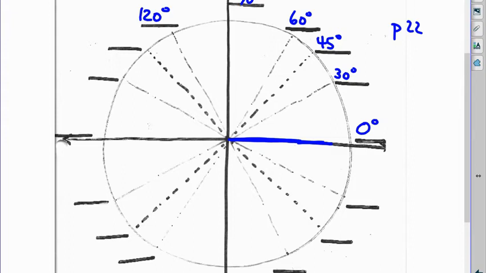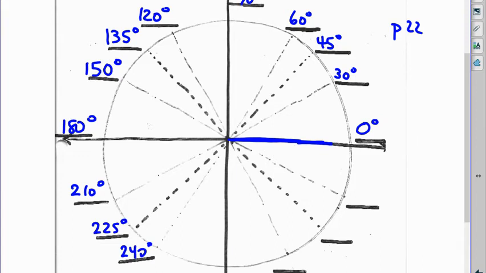So 30 degrees past 90 would be 120. This is going to be 135. This is going to be 150, 180, 210, 225. These are going to be very important numbers. All of these being at special locations in the unit circle. 300 degrees, 315, 330, and then you've gone all the way around the circle, so you're now at 360 degrees. And remember, I said we'd be mainly working with degrees in this course, especially at the beginning.